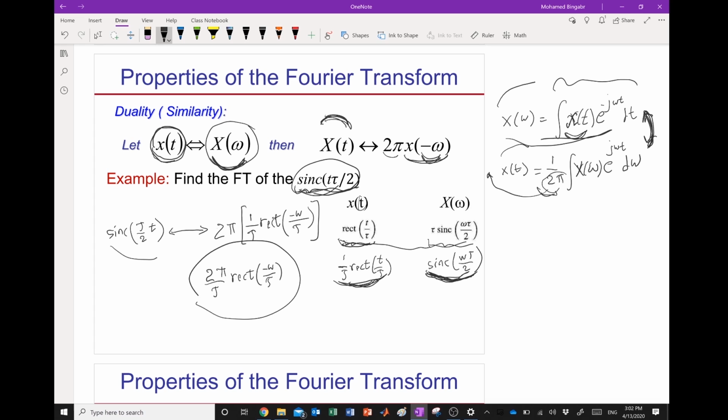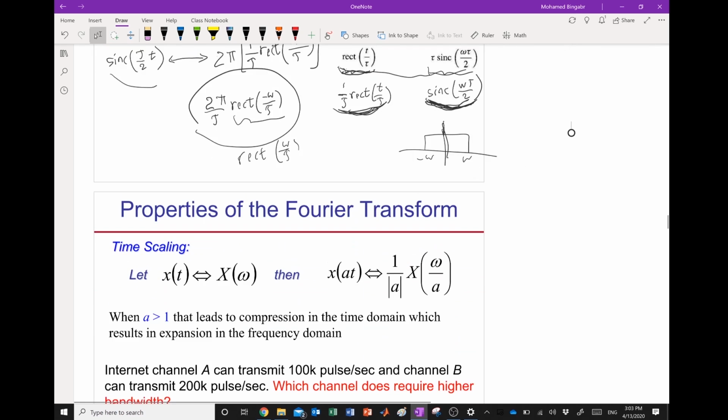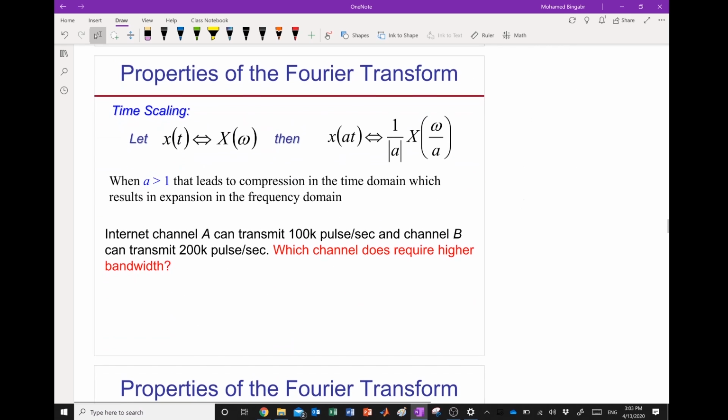Now the rectangular here, minus omega, omega, this rectangular here is the same as rectangular omega over tau. This is just a special case, because if I rotate this around this vertical axis, I will get the same pulse. Let's continue with the property.